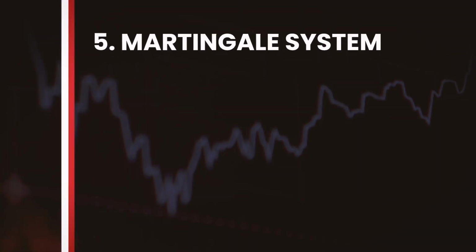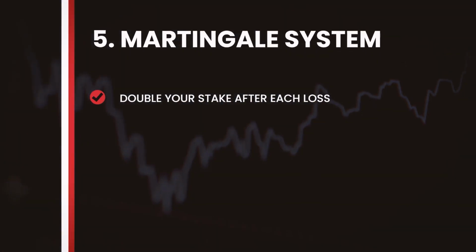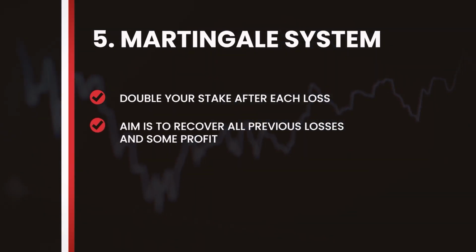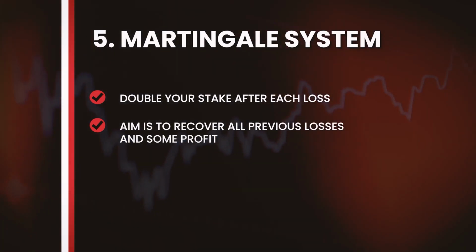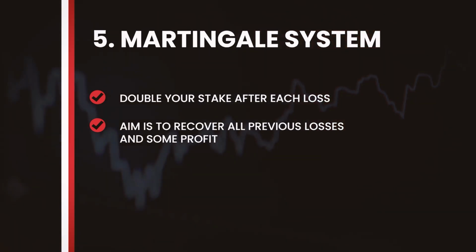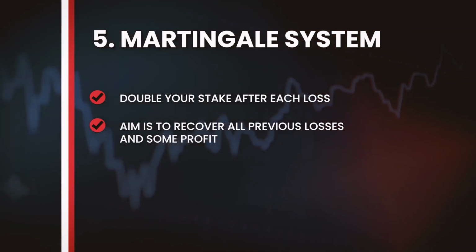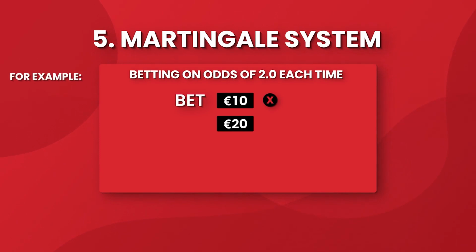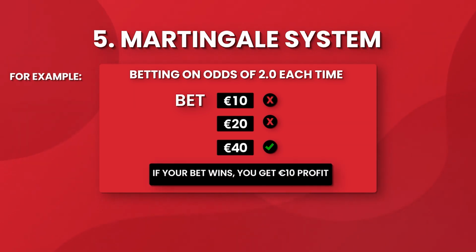The Martingale System is number 5. With this, you double your stake after each loss, aiming to recover all previous losses plus 1 unit profit when you win. Though tempting, this high-risk strategy can drain your bankroll quickly if you hit a losing streak. It is only recommended for short-term use with small stakes. For example, start with 10 euros. If you lose, bet 20 euros next. Lose again, bet 40 euros. If your bet wins at this stage, you net a 10 euro profit.